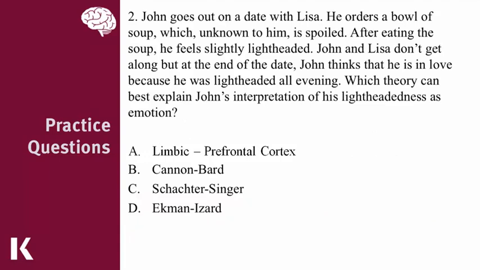Let's try this question, which gives us a scenario and asks us to determine which of the 3 fundamental theories of emotion best describes this scenario. And the correct answer is C, the Schachter-Singer theory. And this is because John became cognitively aware of his physiological changes, and it was these 2 reactions together that elicited his emotional response, even though the date didn't go so well.